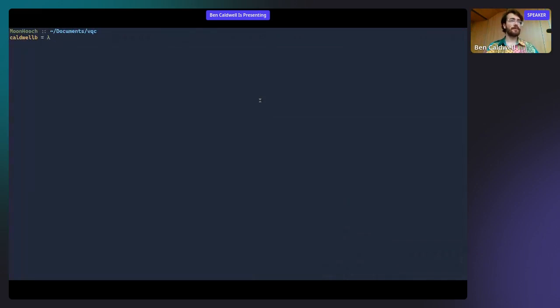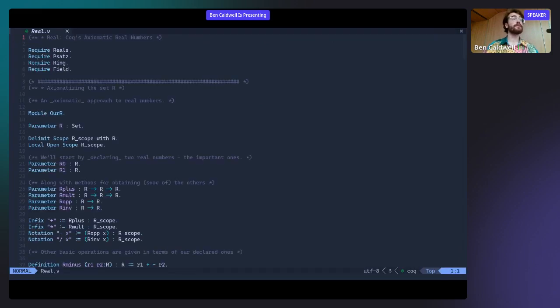The goal of VQC is to show us how we can talk about quantum computations in a verified manner. So we need a couple of things as background. We're going to have to take a look at how we actually build the real numbers inside of Coq.